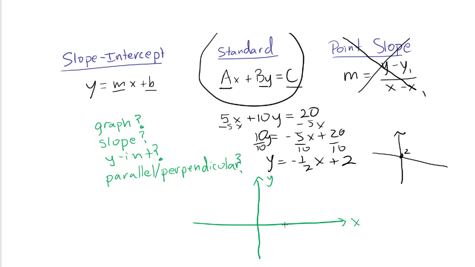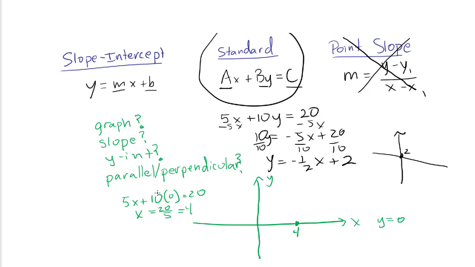For example, the x-intercept must occur at y equals 0. The equation of the x-axis is y equals 0. So I can solve the standard form linear equation when y equals 0. That's 5x plus 10 times 0 equals 20. Divide through by 5, x equals 20 over 5, x equals 4. So I know my line intersects the x-axis at 4.